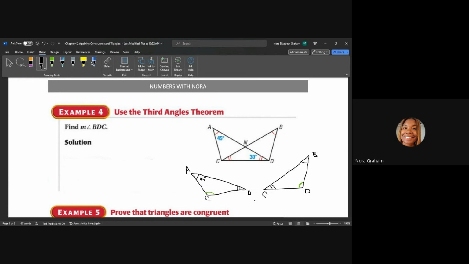So let's go ahead and find them. What we do know about triangles is that their sum is supposed to add to 180 degrees. So we can use either triangle to figure that out. How we would set up that equation is all my angles in my triangle equal 180, so 45 plus 30, and I'm just going to label our unknown angle as X, and that's equal to 180.